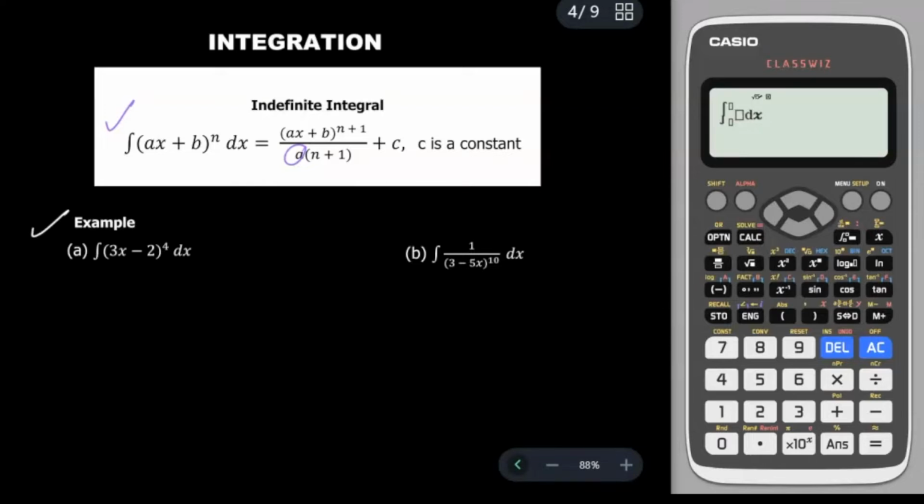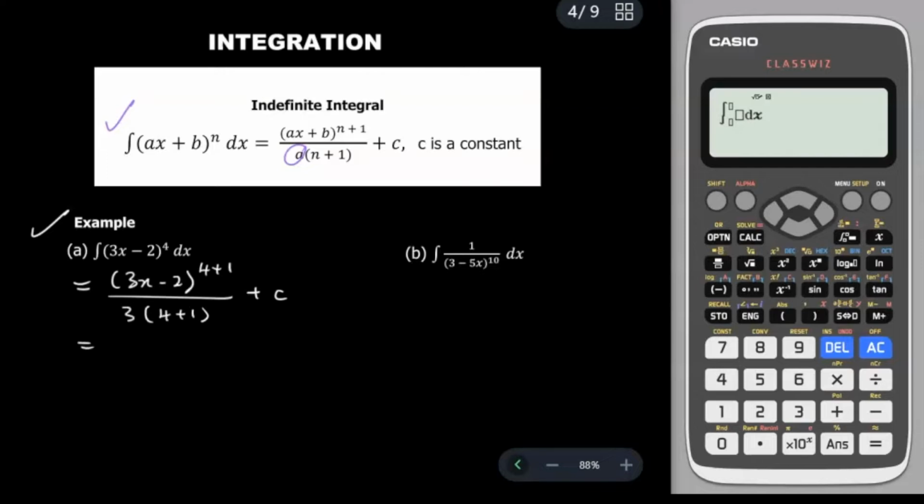So for a, integrate 3x minus 2 whole thing power 4 dx. So it's equals to, so first you write back the bracket 3x minus 2 and then the power we plus 1. Okay, then over, differentiate the bracket, we get 3 and then bring down the power 4 plus 1 and then we plus c.